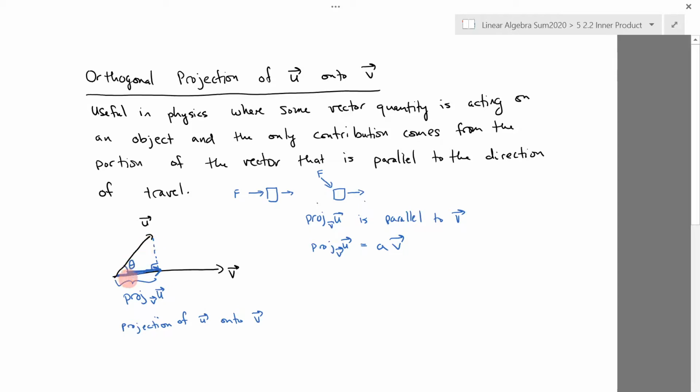And then also, because you have a right triangle here, if I look at the angle theta, cosine theta for a right triangle is the adjacent side over the hypotenuse. So the adjacent side is given by the projection, and the hypotenuse is given by u. And then we know that the projection is just a multiple of v, right? So this is a multiple of v over the length of u.